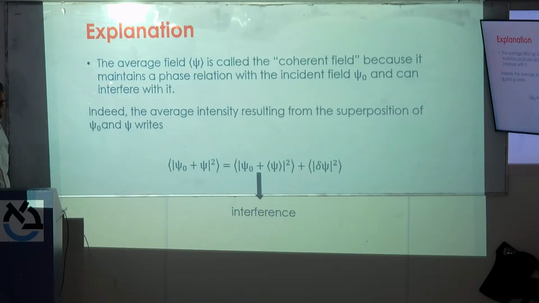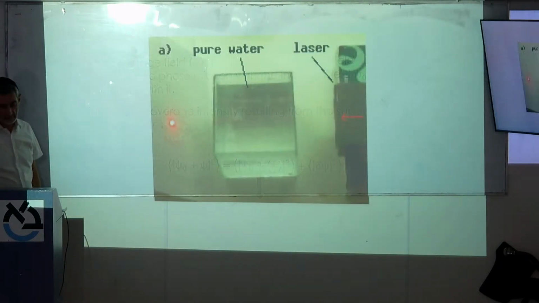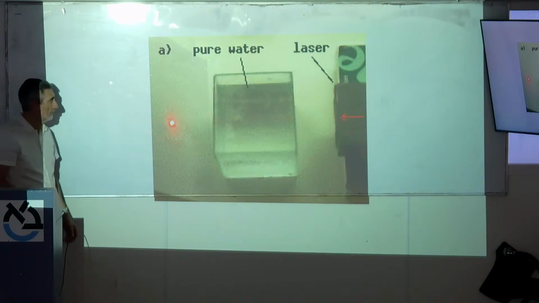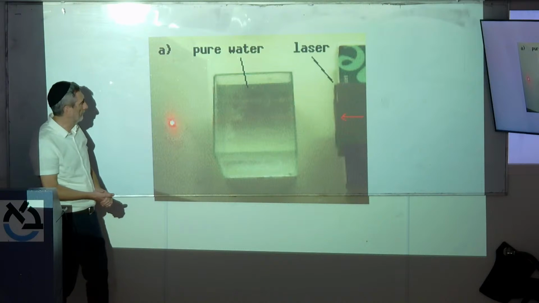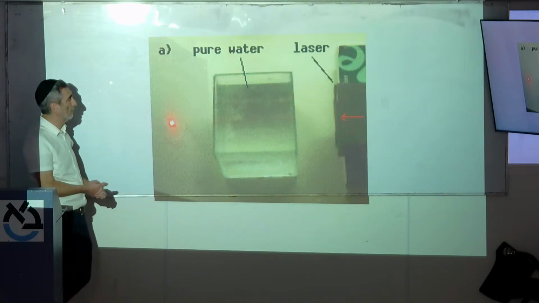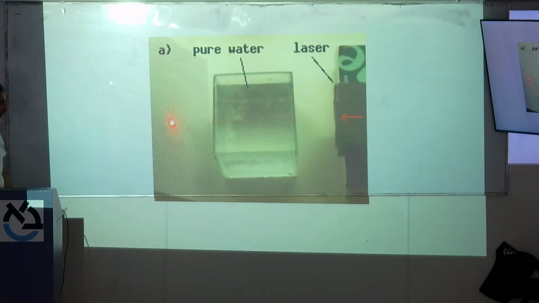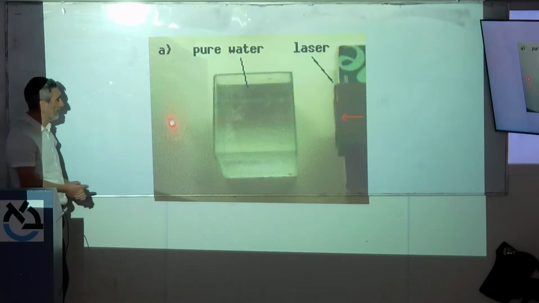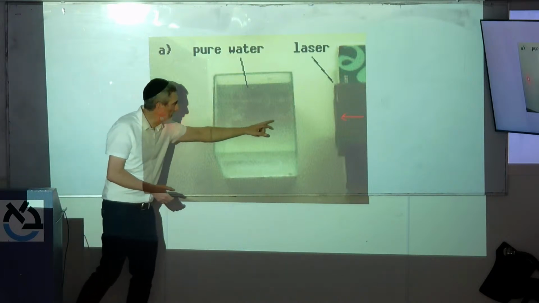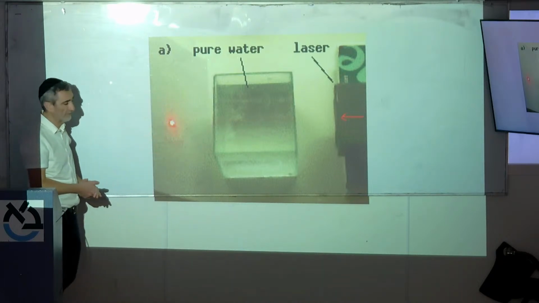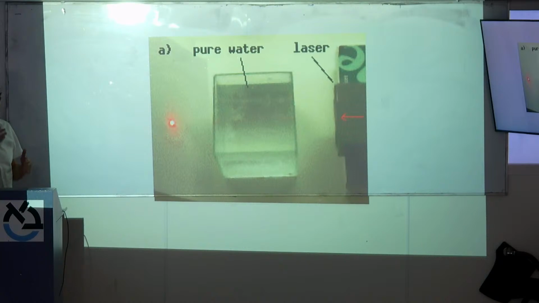So if you remember this experiment, I think you can see clearly what happens here. You remember, we have a tank here filled with water. So this is pure water, we have a laser source on one side, and we see the spot on the other side here. We barely see a little bit of light here, but almost nothing here. So this is typically ballistic light.